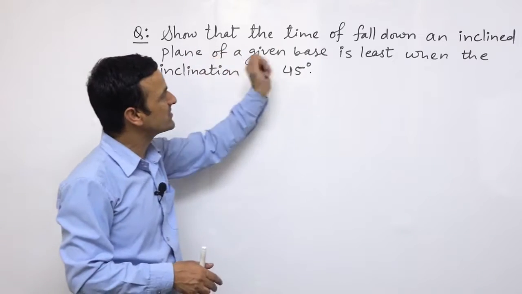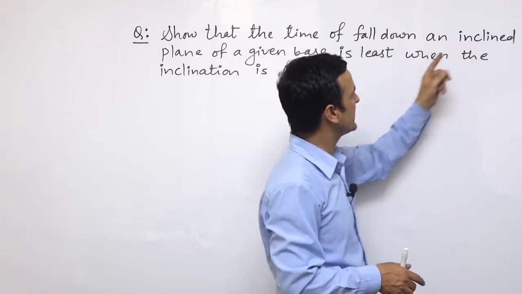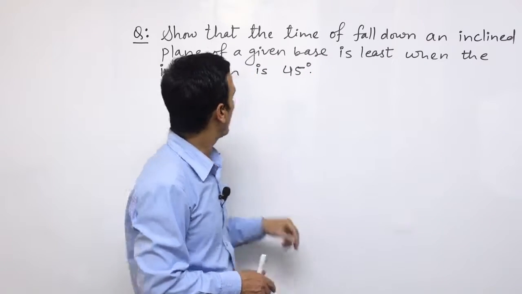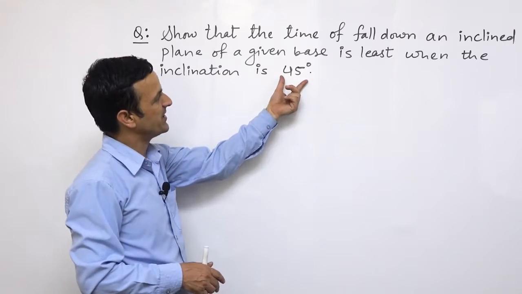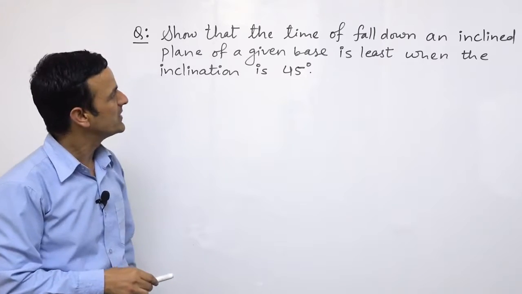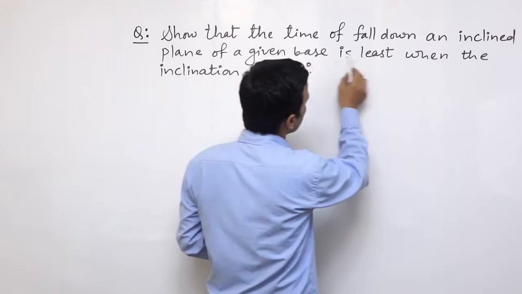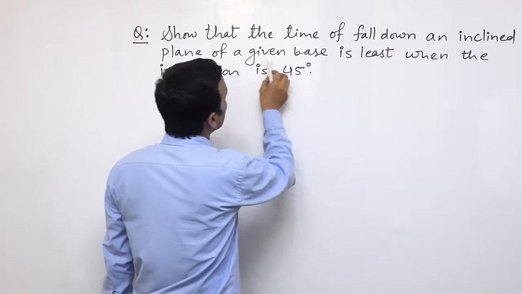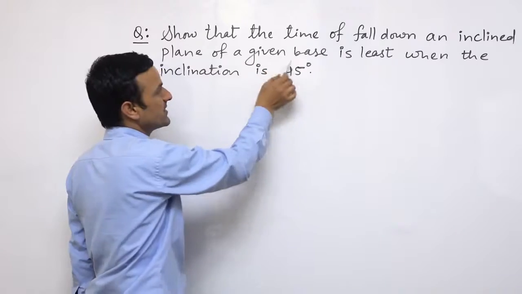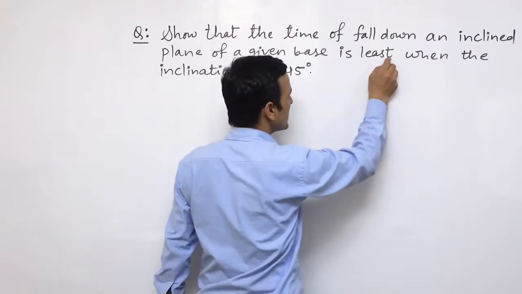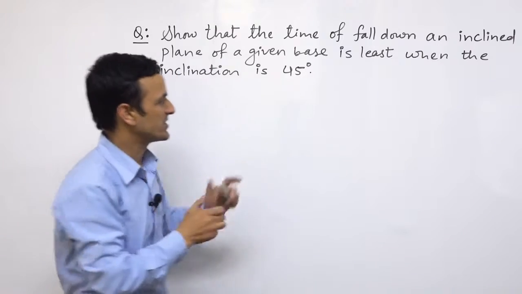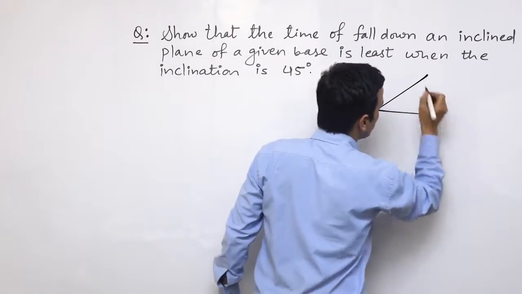Now, so that the time of fall down an inclined plane of a given base is least when the inclination is 45 degrees. So this angle of inclination we are going to show when the base is least. So here the time of fall down an inclined plane of the given base is least. When time is least, at that time the angle of inclination will be 45 degrees. This is the question. So let's draw one inclination.